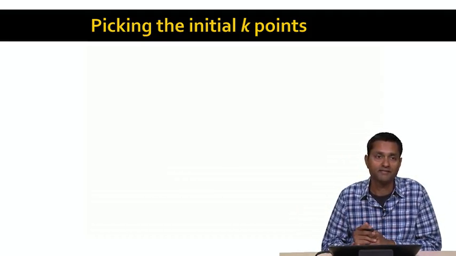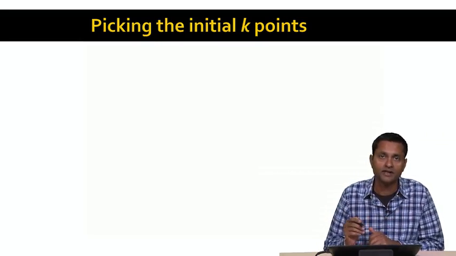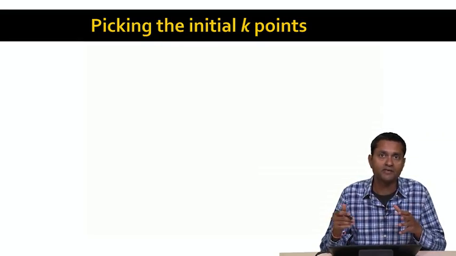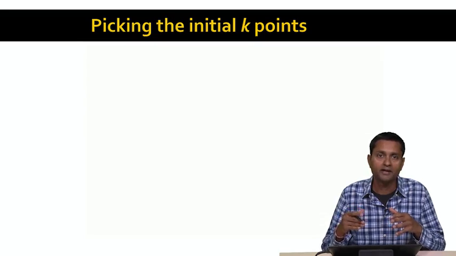Or we might pick points that are outliers that are not near any of the real clusters. So the final clustering depends on the initial k points that we pick, and so it's important that we pick the right k points to start the clustering from.